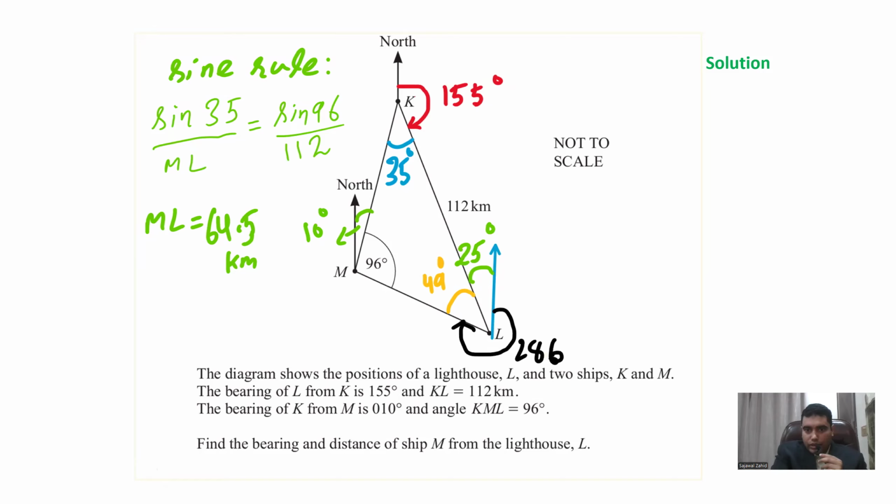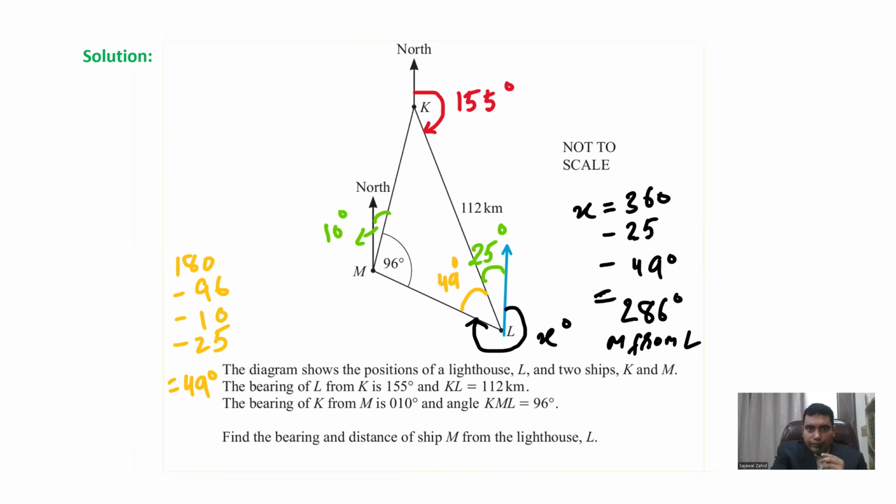No problem, right? KLM is 96 degrees. That's there. No problem. We already know. Find the bearing and distance of M from L. We'll move to distance in the next slide. I think, sorry, I have to show you this slide first. This slide is about finding the bearing. That was for the distance. Let's do this one first.